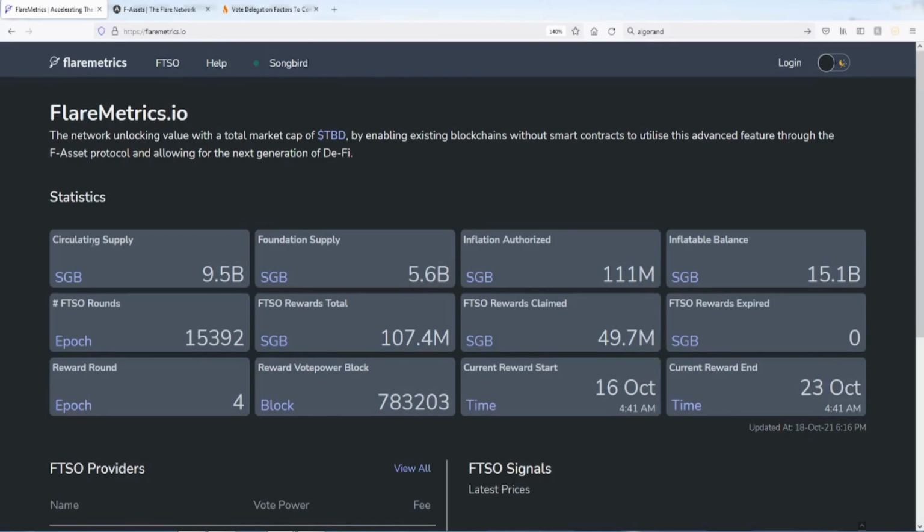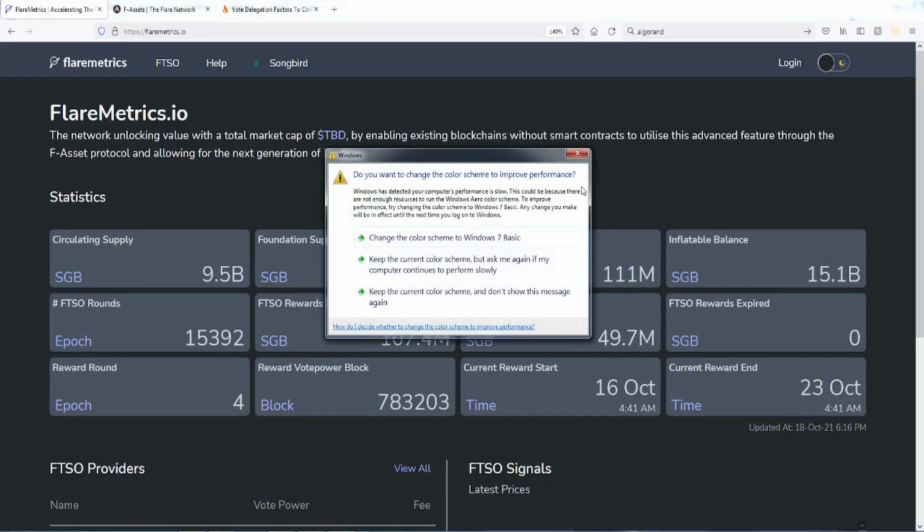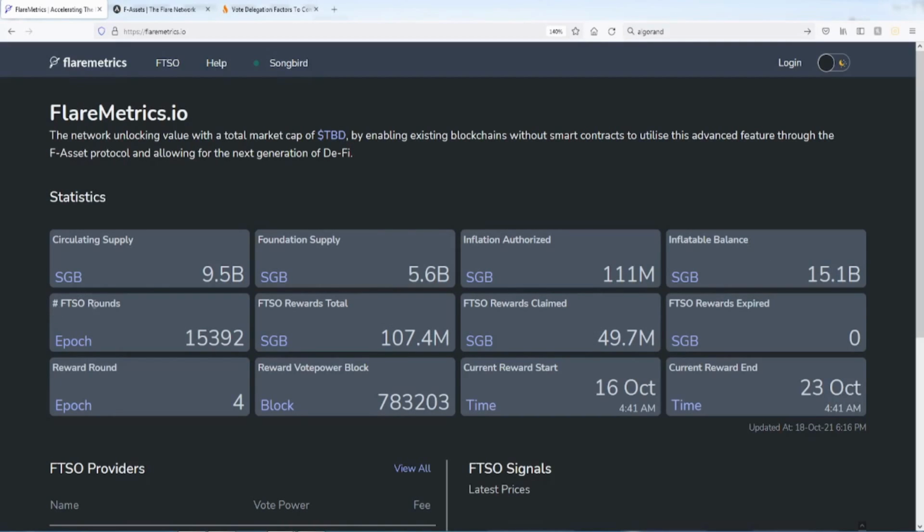Here is the basic information: circulation supply 10 billion, foundation supply 5.6 billion, inflation authorized 111 million. Songbird and Flare are inflationary tokens, which means that's how we can earn our rewards. Every year we're going to vote to either increase, keep the same, or reduce the inflation, the number of tokens added to the network to be distributed. Balance 15 billion, epoch rounds 15,000.